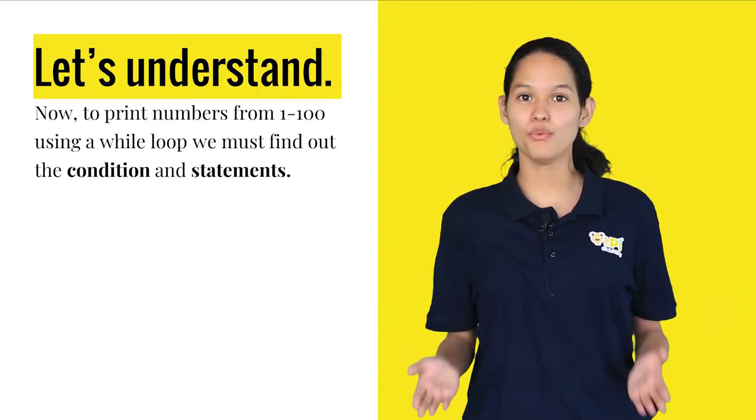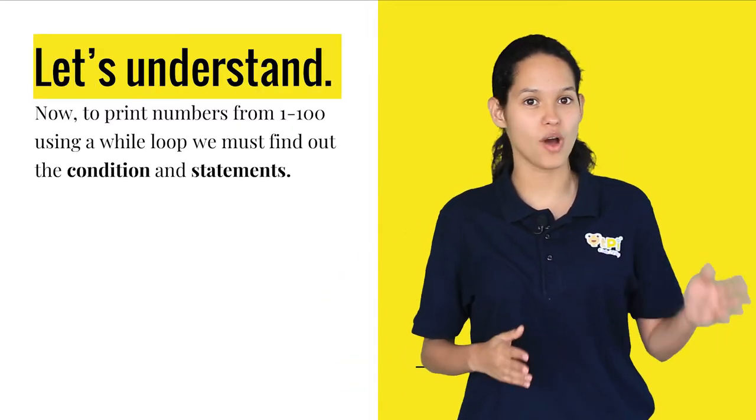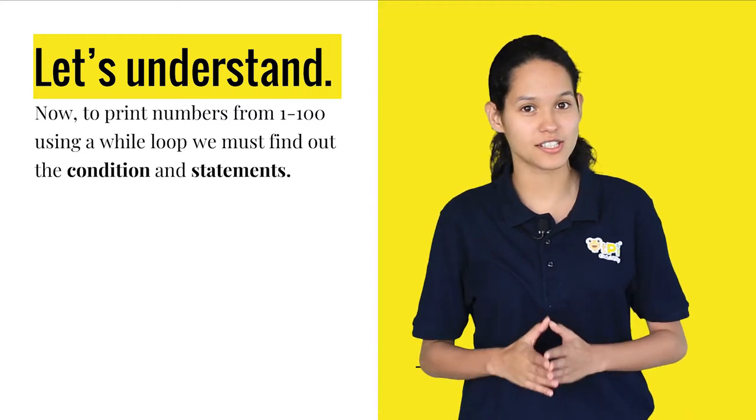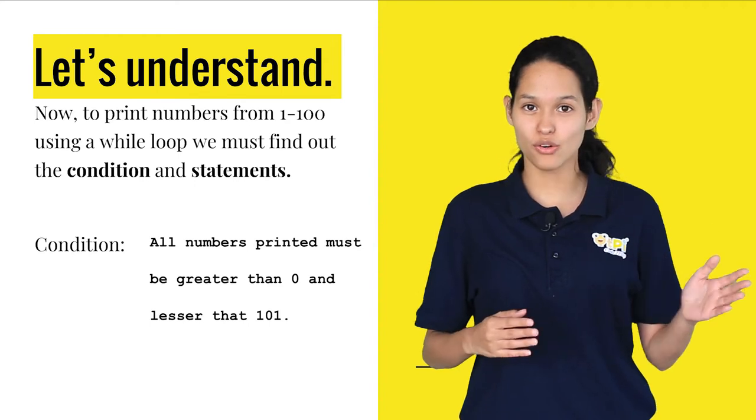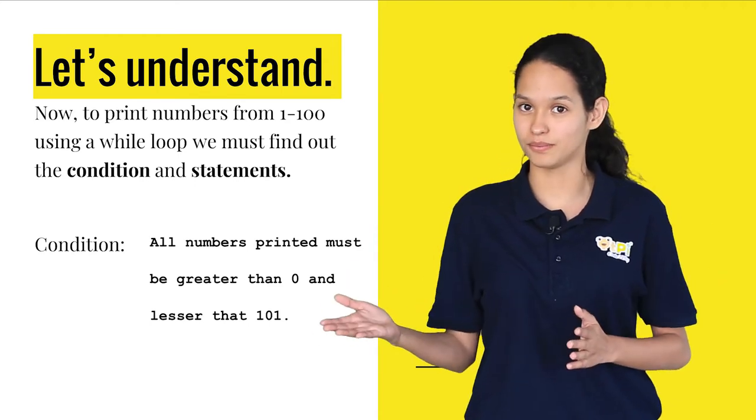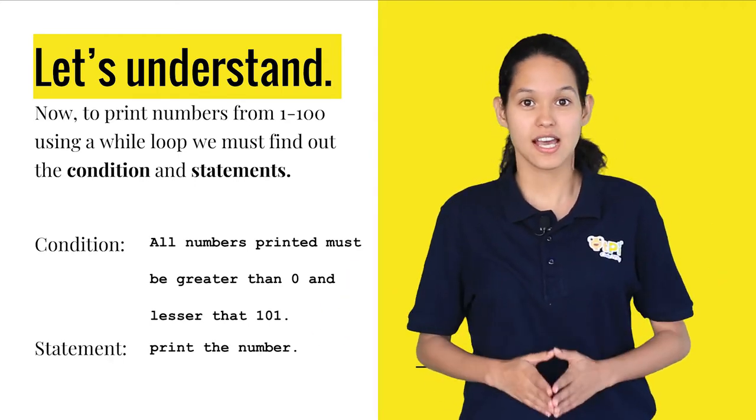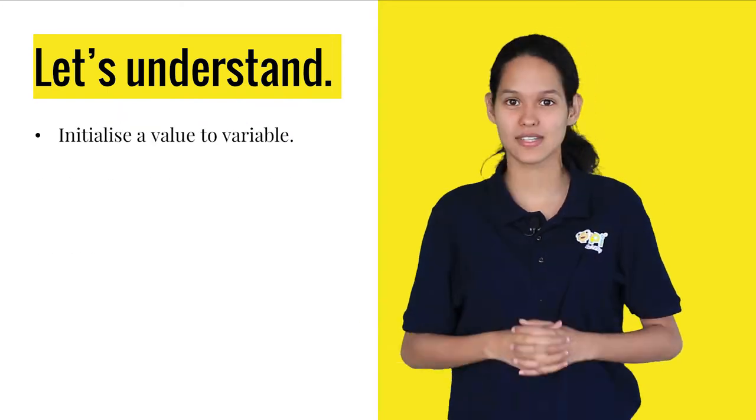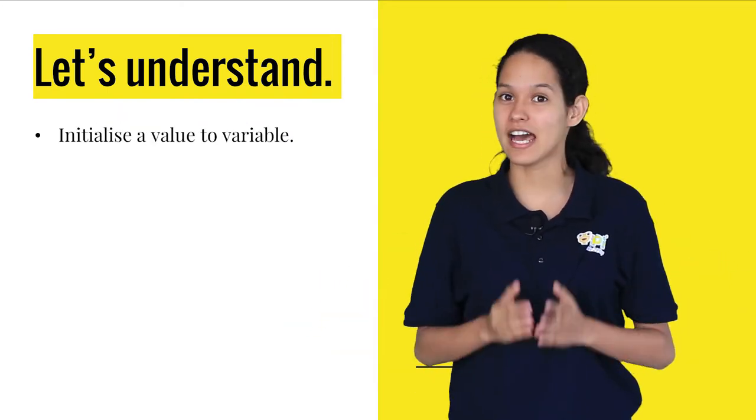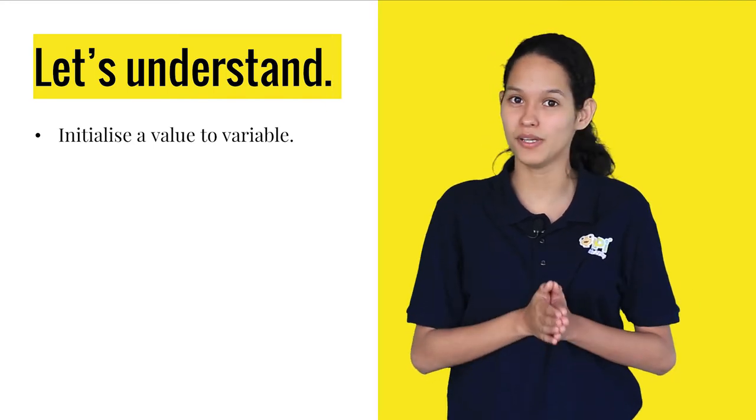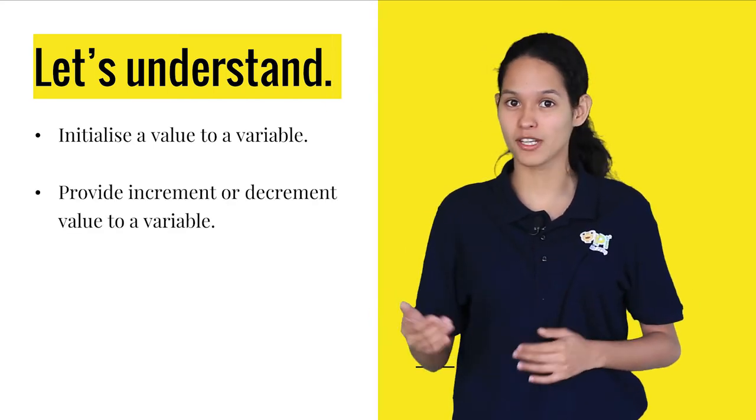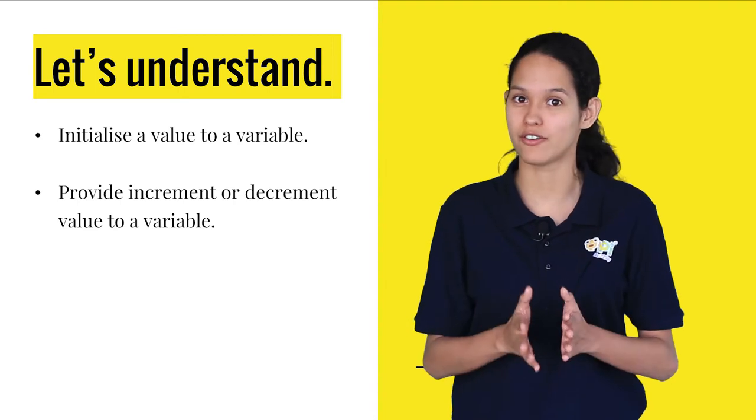In the example where Leah is printing numbers from 1 to 100, the condition here is to check if the number to be printed is greater than 0 and less than 101. The statement here is to print the number. A point to remember here is that in a while loop, you always have to initialize a value to a variable and provide an increment or a decrement value to a variable.